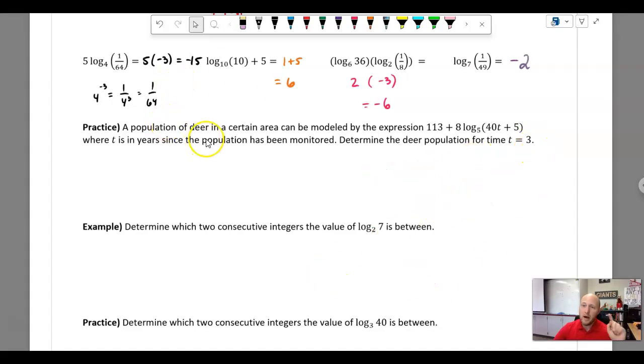So a population of deer in a certain area can be modeled by the expression 113 plus 8 log base 5 of 40t plus 5, where t is the years since the population has been monitored. Determine the deer population for time t equals 3. So they want this function evaluated at 3. Do you think you can go ahead and evaluate this? Pause me, see if you get the same answer as I do.